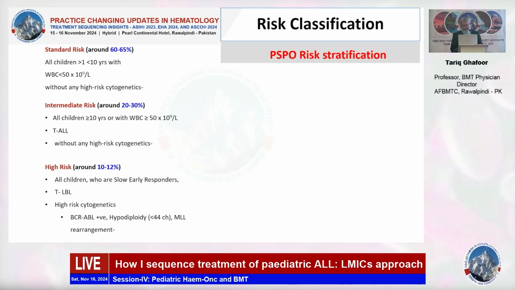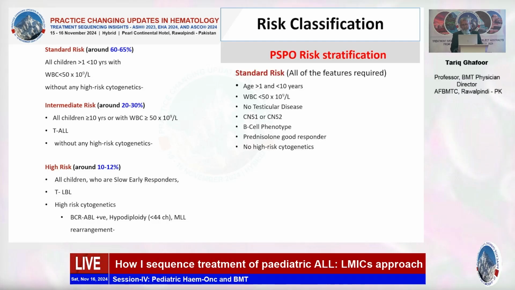In the Pakistan Society of Pediatric Oncology, we have recently started a uniform protocol for our centers in Pakistan. Most of the centers are following this protocol. They consider some other factors for risk stratification. Standard risk patients are age more than 1 year and less than 10 years, WBC count less than 50. There should be no testicular disease and no CNS disease, B cell phenotype, and good response to prednisolone, which is usually given for 7 days, and on day 8 we assess the presence of blasts in the peripheral film, and there should be no high risk cytogenetics.